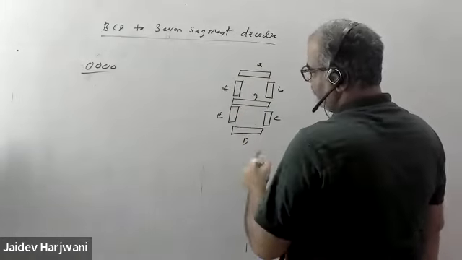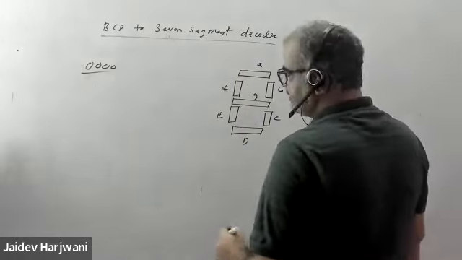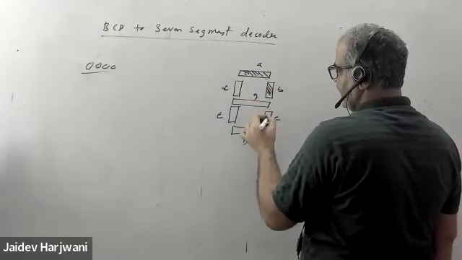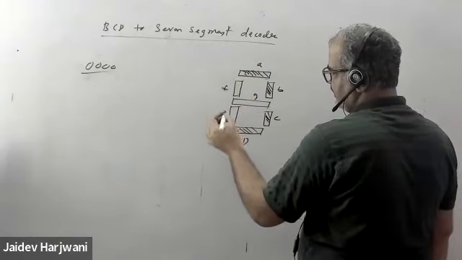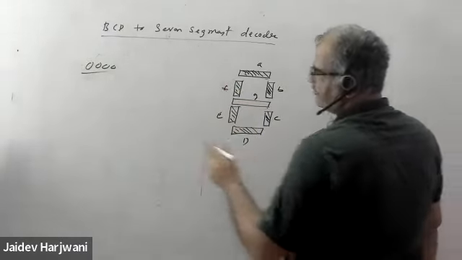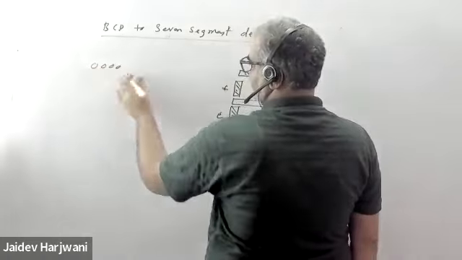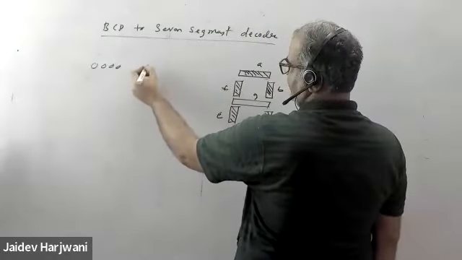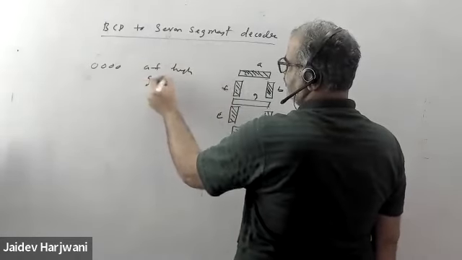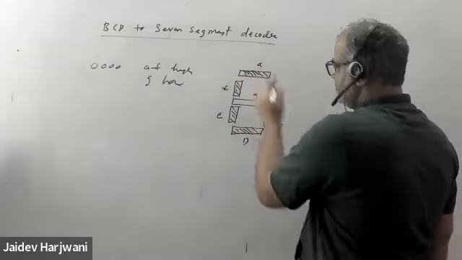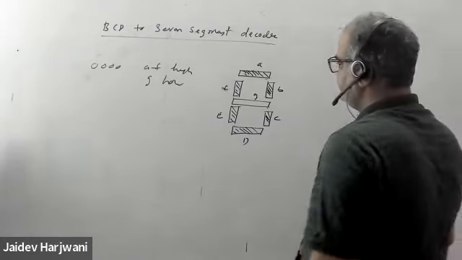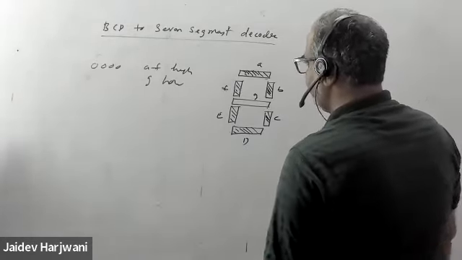Now if I want to make 0 out of these LEDs, all LEDs should burn. This A should be high, B should be high, C should be high, D should be high, E should be high, F should be high, only G should be low. So for the 0 0 0 0 code, if you want to convert, your A to F should be high and your G should be low, then it will represent 0. Similarly if I want to make 1.